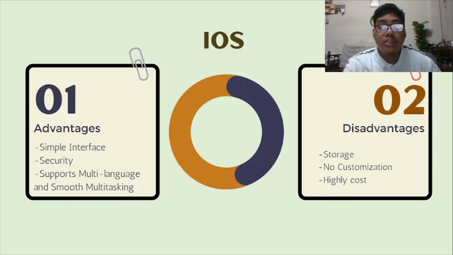Then we have no customization. There is no customization in iOS. Changing your wallpaper is the best thing you can really do. Then the high cost. iOS gadgets are very expensive, and a large hole in your wallet can be made by their purchase. This is why it's not so widespread in the economically poorer sector of society.